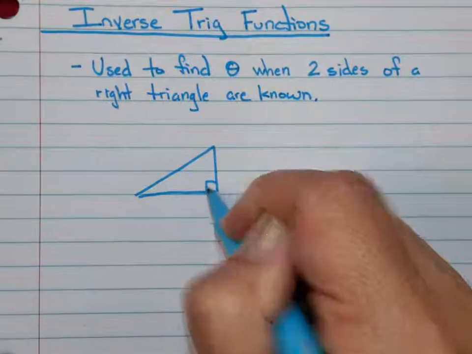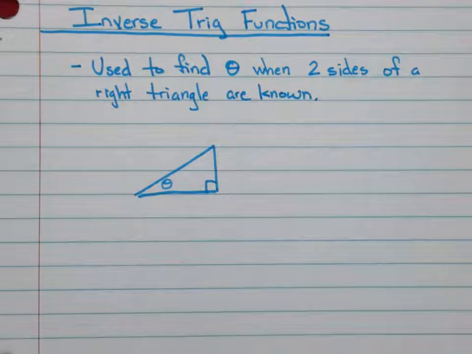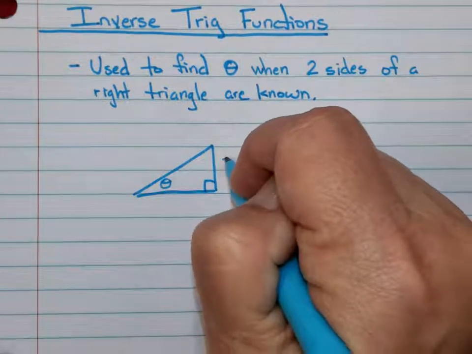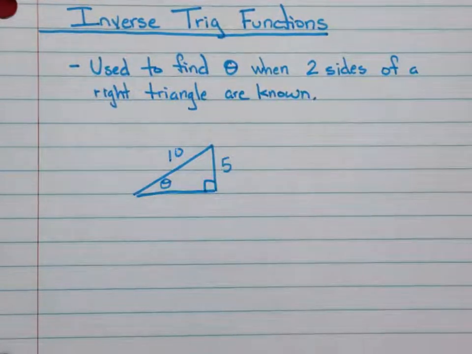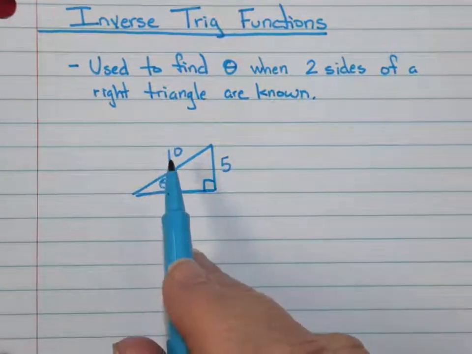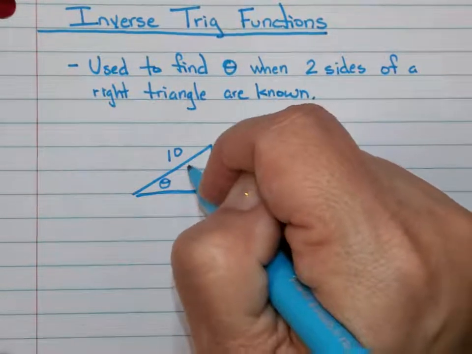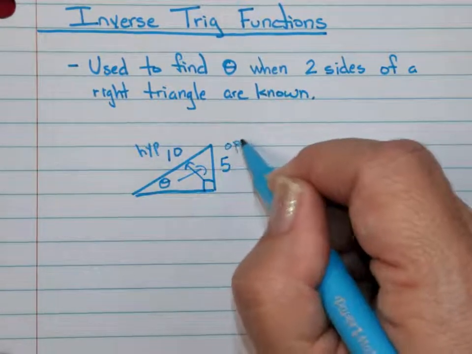We got a right triangle here, and we want to know what this angle is, theta. And we know that this side is 5, and this side is 10. So we know two sides of the right triangle. So when we look at this information, we say, well, what are these two sides that we have? We have the hypotenuse, right? And we have the opposite side.